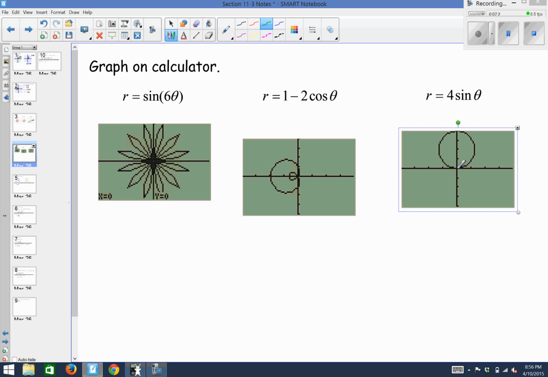If you're interested in reviewing some of the names for the shapes that are made, like the rose, the limaçon, or the lemniscate, you can. Cardioids we don't really treat separately because they are actually a special case of a limaçon. But if you want to, you can look on pages 562 to 563 in your book, which has a little summary of all the different shapes.